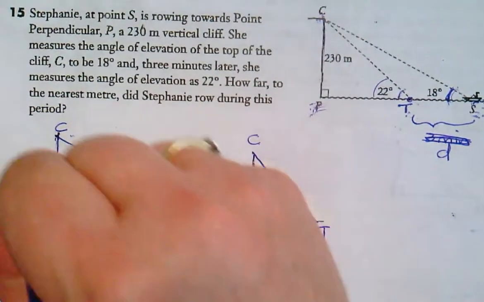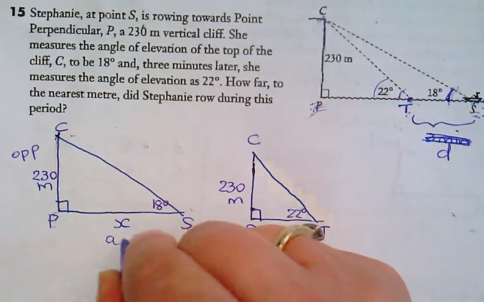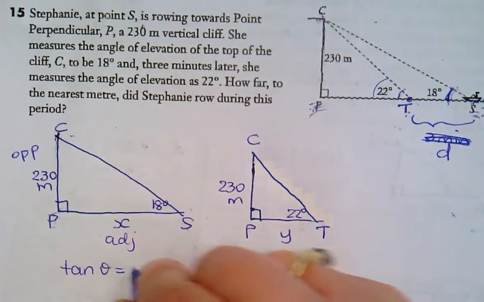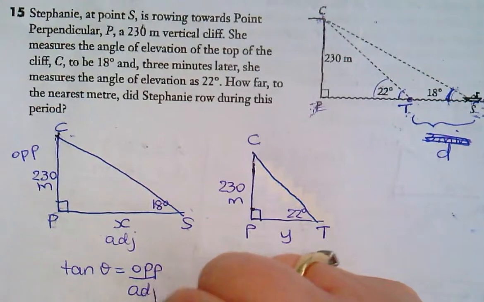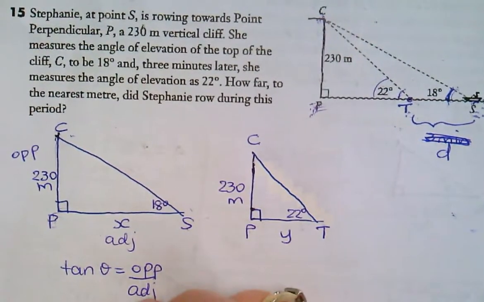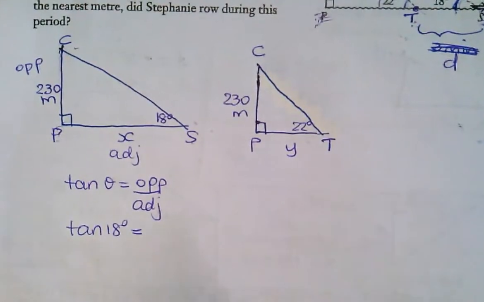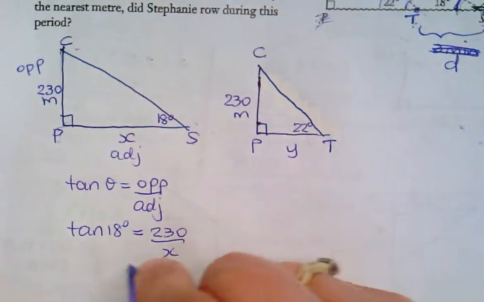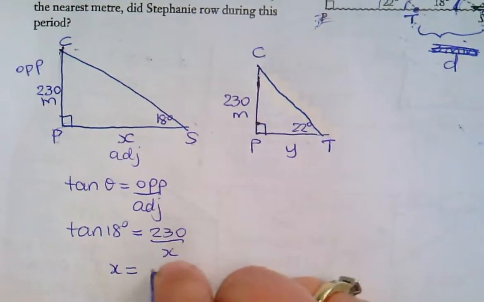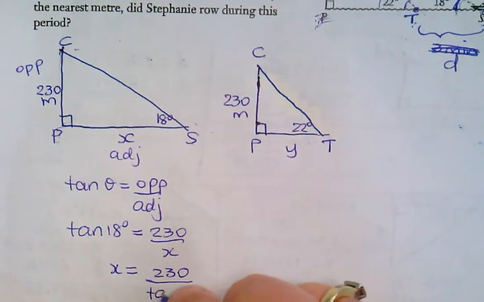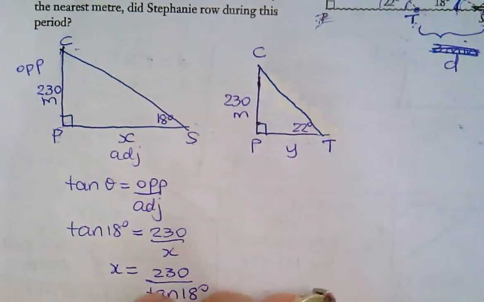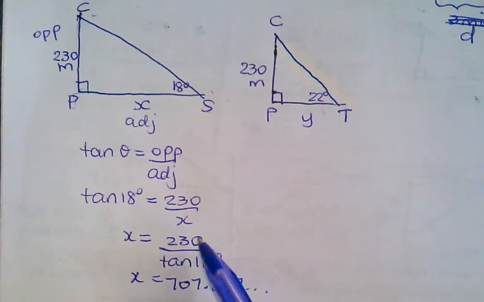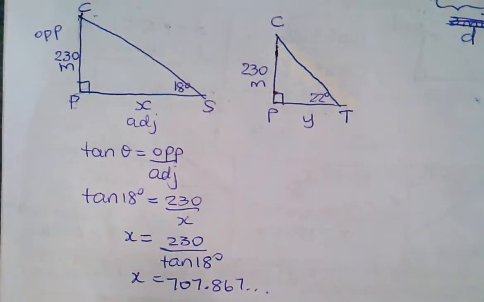So I've got an opposite here, and I've got adjacent there, so I'm going to use tan. Tan of theta is opposite over adjacent. Tan of 18 degrees, opposite is 230 over X. I'm trying to work out what X is. It's on the denominator, so I'll swap it diagonally. So X is 230 over tan of 18 degrees. We can just work that out on our calculator. 230 divided by tan of 18 degrees is 707.867.